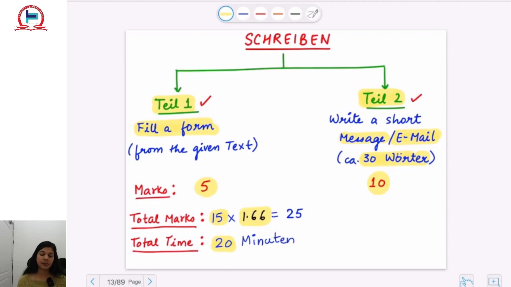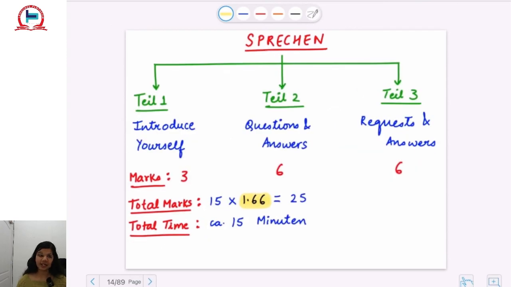This 15 is multiplied by 1.66 to get the total out of 25, and you get a total of 20 minutes to complete the entire Schreiben tile, Teil 1 and Teil 2. All right. Moving on to the next tile, the Sprechen tile. Sprechen is the speaking tile. This tile has three further Teile: Teil 1, Teil 2 und Teil 3. Let's start with Teil 1.